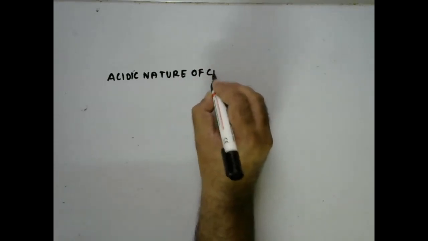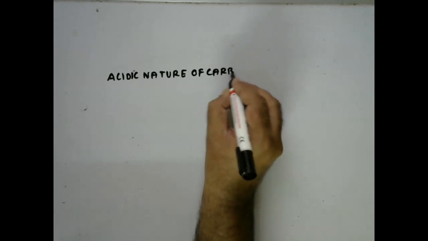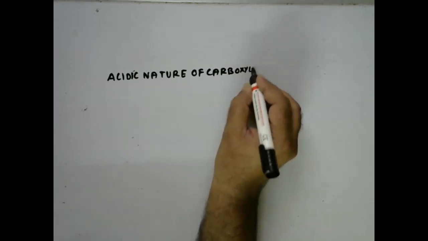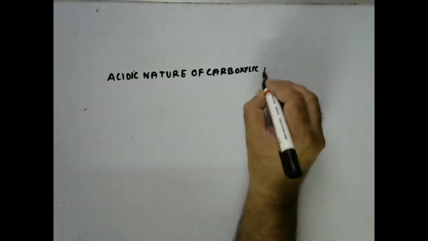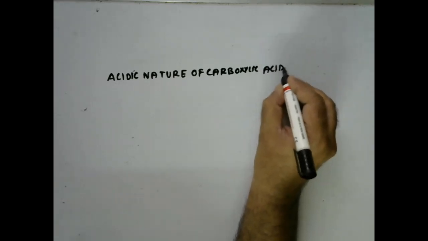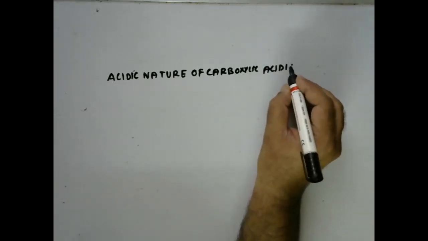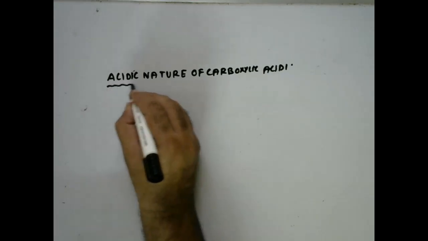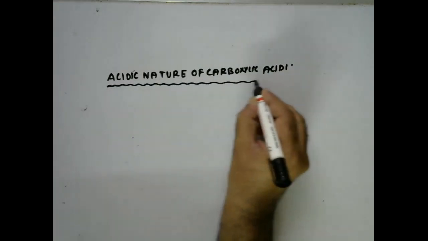Carboxylic acids claim that they are acidic in nature. Can you guess why they can claim that? Because they have the word acid in their name. So, acidic nature of carboxylic acid.